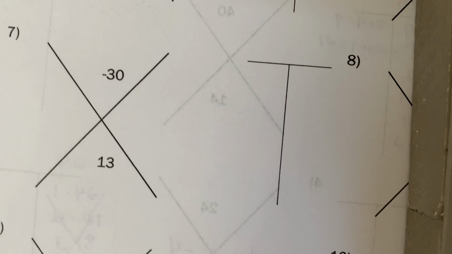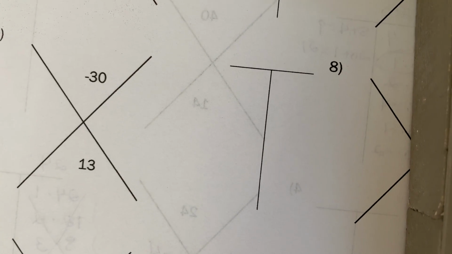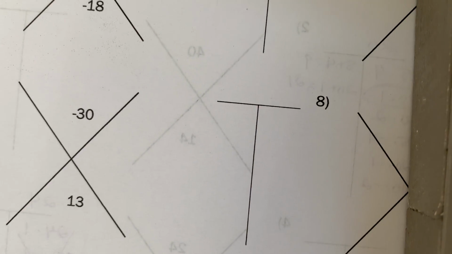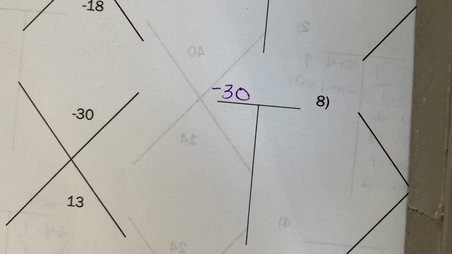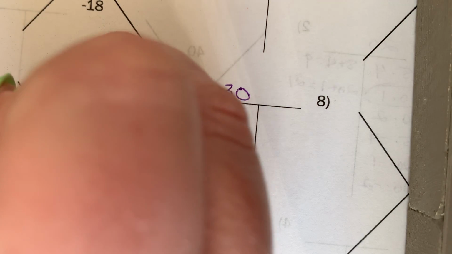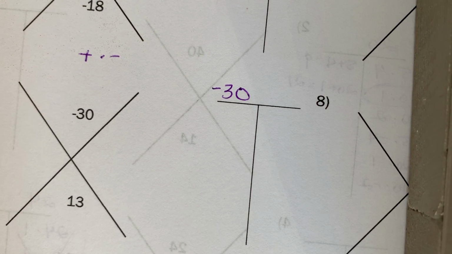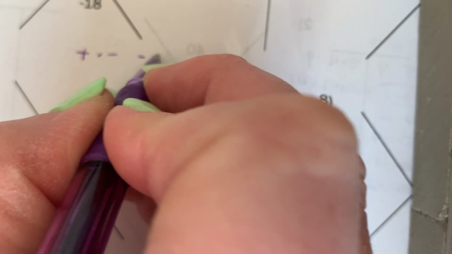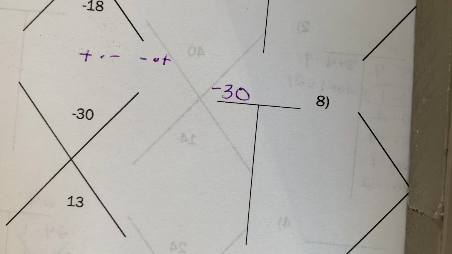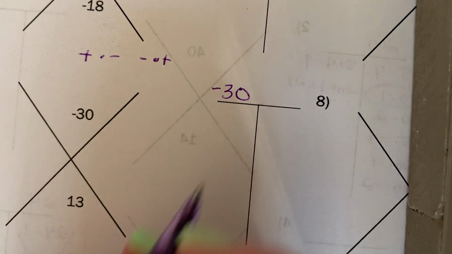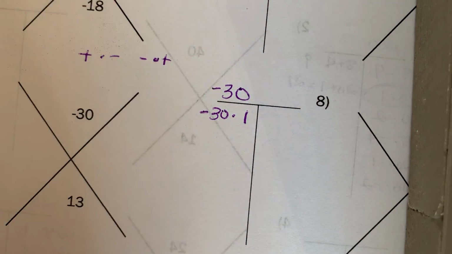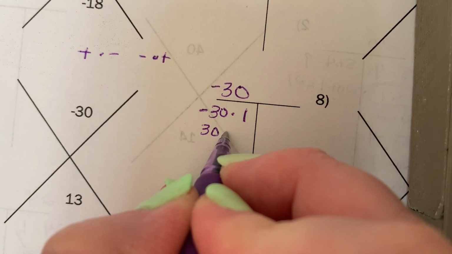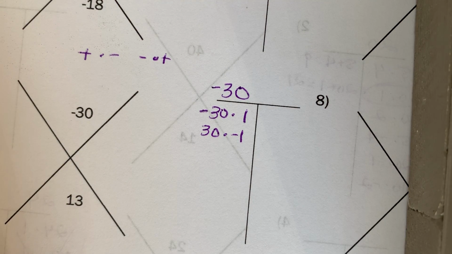Okay, so looking at number 7, same idea. We want to list out all the factors, or all the ways that we can multiply to get negative 30. Since this is a negative 30, the only way to get a negative is by taking a positive times a negative, or by taking a negative times a positive. What I mean by that is we could take negative 30 times positive 1, or we could take positive 30 times negative 1.